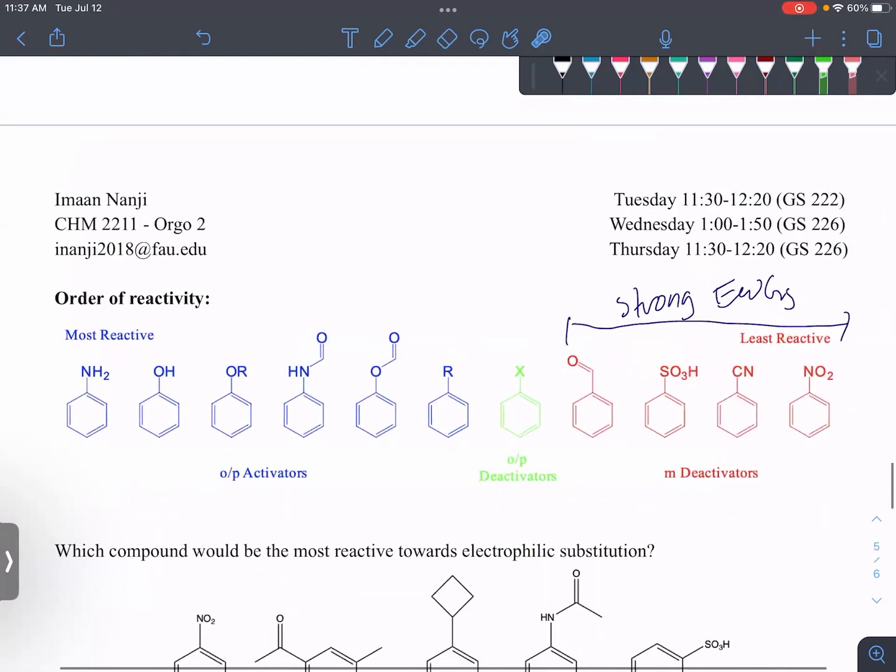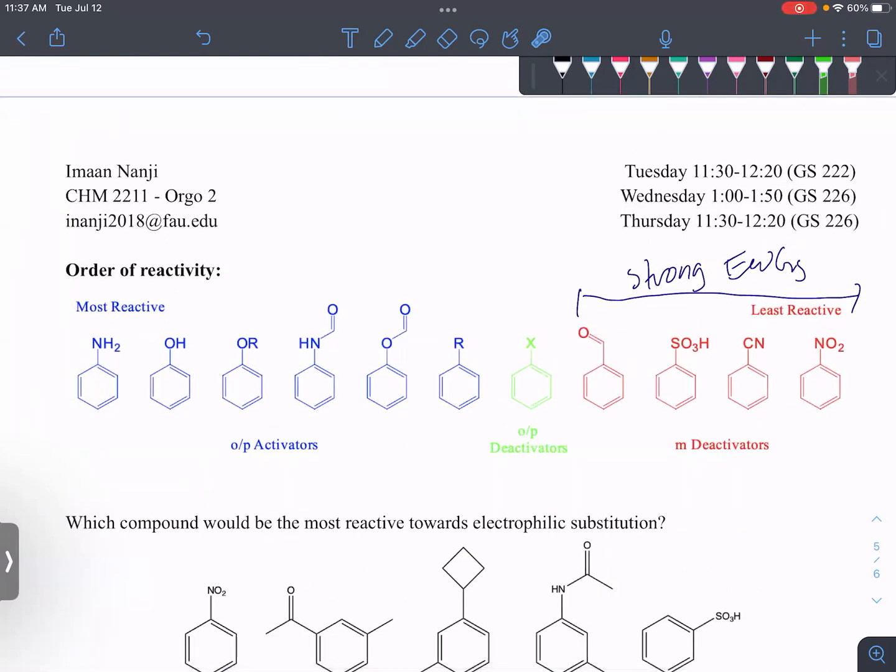The other thing that's important here is that if you have two substituents on a benzene, you're going to wonder, which one is going to have the major directing effect? Which one is going to be responsible for the final product? I don't know, let me give you an example.